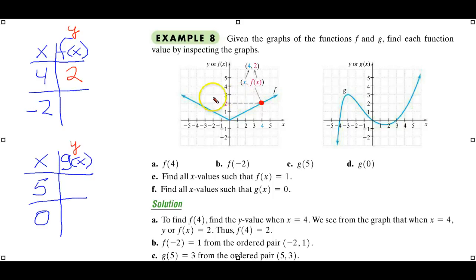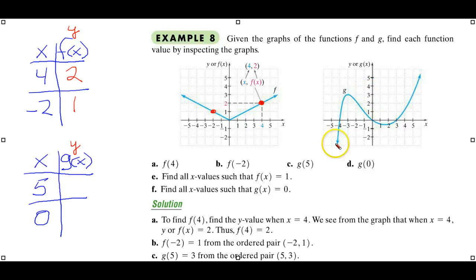Okay. Now how about if x is a -2? Well, where is -2? Right there. And what is our y value? Our y value is a 1. And that's the solution for this.